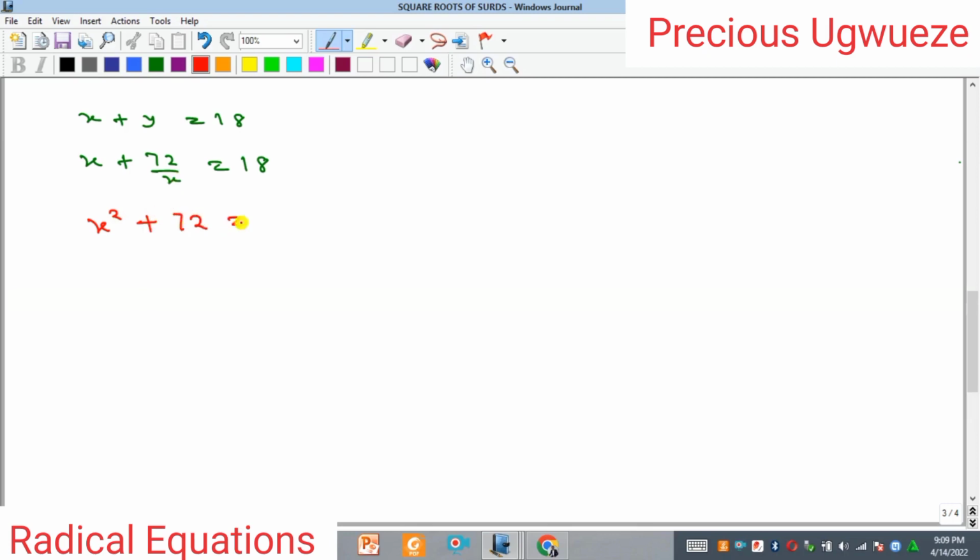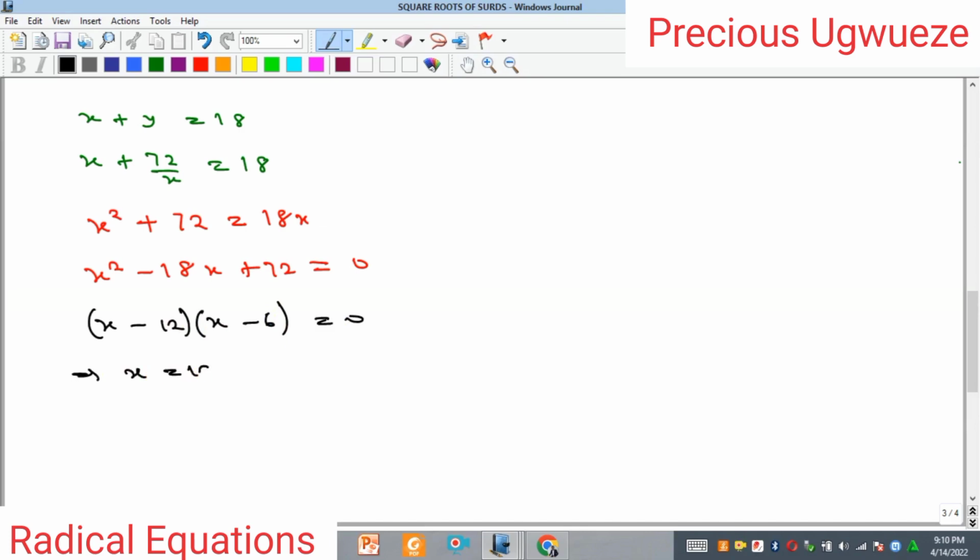Now I'm taking everything to this side. We'll have x squared minus 18x plus 72 is now equal to 0. This produces a quadratic equation which we can solve by factorization to get the value of x. To factor this, I'm looking for two factors of 72 that will give me minus 18, and those are minus 12 and minus 6. So quickly just open your two brackets, x minus 12 into x minus 6 is equal to 0. So this implies that my x is equal to 12 or 6.